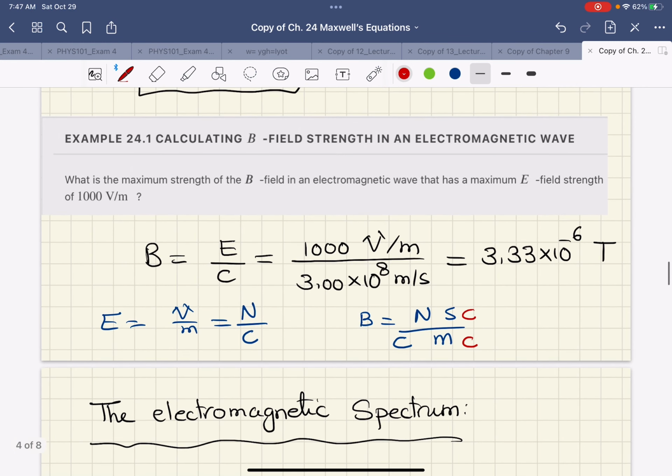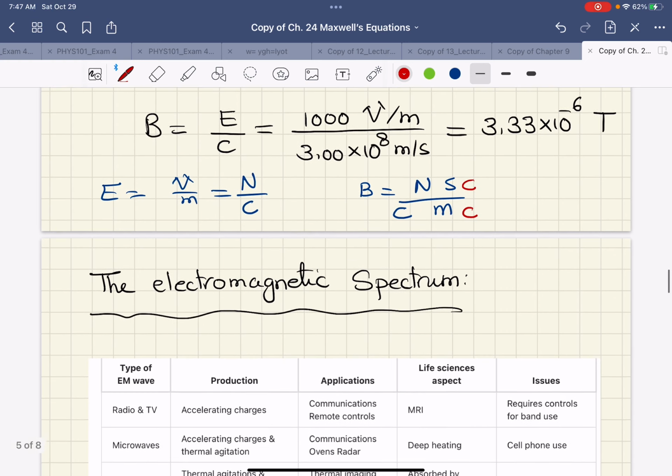Here I'm just showing you some of the units, just to explain how the units work.